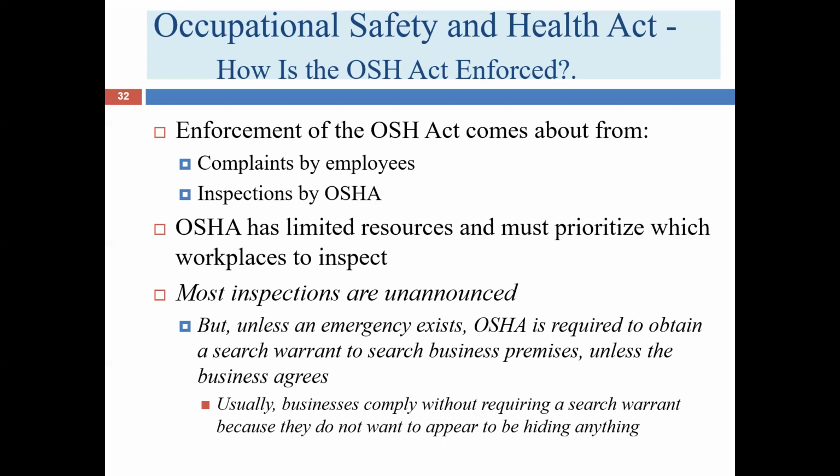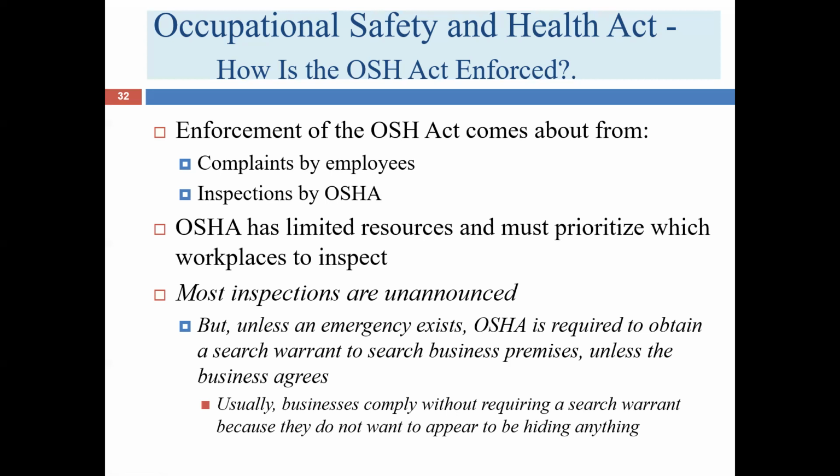OSHA does do random inspections, and certainly in certain industries, they're going to be more likely, industries that are more dangerous, for example. But relatively speaking, OSHA doesn't have an infinite amount of resources, and so they're going to prioritize the workplaces to inspect. And that's usually going to be places where there's been an accident that employers had a report, or an employee has complained about something, or it's in an industry where there's a significant number of employee injuries. Most inspections are going to be unannounced, and this is whether there's a complaint or not. The OSHA inspector just knocks on the door.